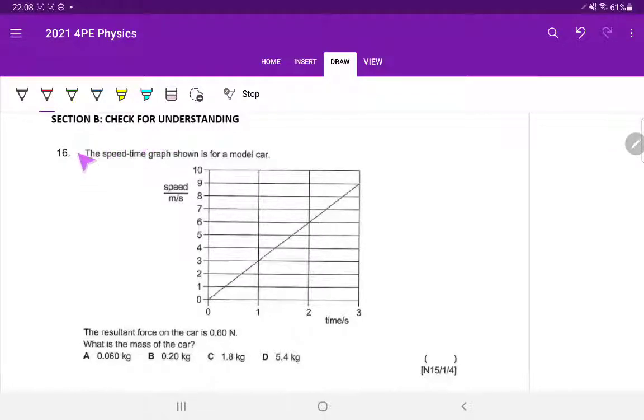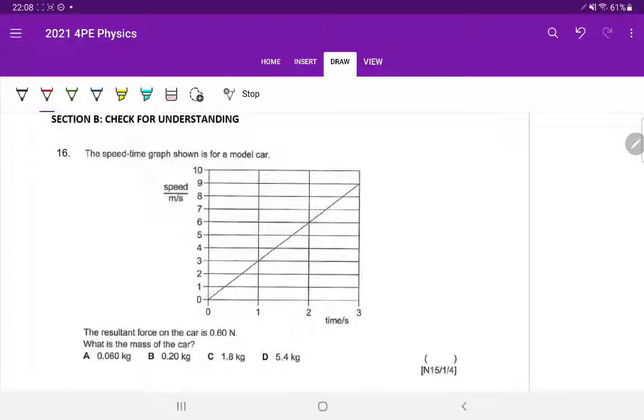Okay, welcome to section B, check for understanding. I'm probably just going to go through the first MCQ questions in this video and then the next question in the following video. This check for understanding often has higher-level questions for these two topics. It's usually when you combine these two topics because you can see how they're very linked, right?